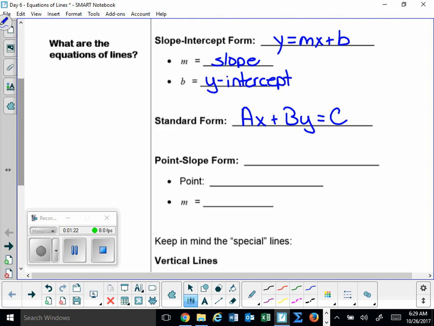be positive. Point slope form, you didn't spend a lot of time on this one in Algebra 1, and yet it's the most useful or versatile one in my opinion. It's also one you're going to see a lot of this year. Y minus y sub 1 equals m times the quantity of x minus x sub 1, where your point is x sub 1, y sub 1, and m represents your slope.